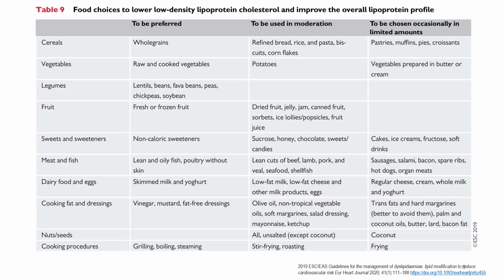I thought this table was very useful. It tabulates food choices to lower low-density lipoprotein and improve the overall lipoprotein profile. Pay attention to the column on the left-hand side, which is to be preferred. And if you look at the column on the right-hand side, a lot of it would suggest that there's a lot of animal fat contribution. For example, pastries, creams, and butter.